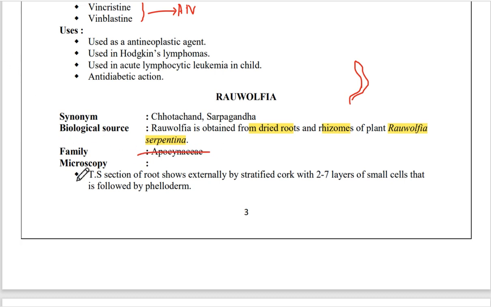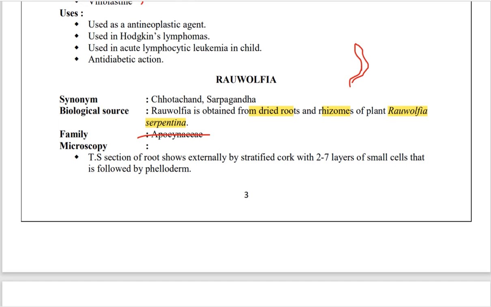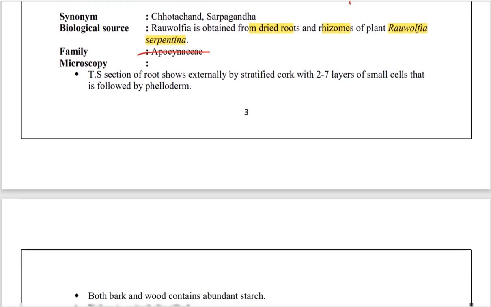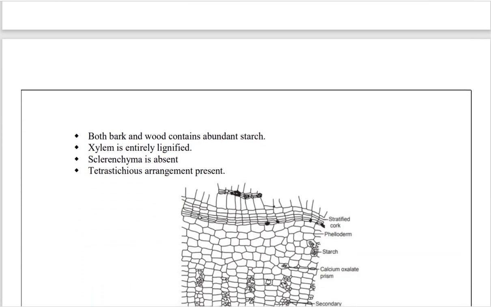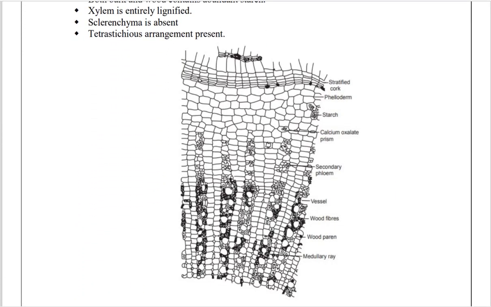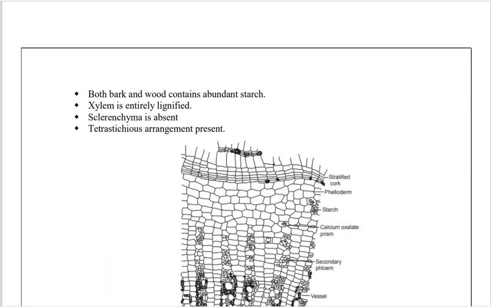Then the TS of the root shows externally a stratified cork with 2 to 3 layers of small cells, followed by the phelloderm. Let's see the microscopy. So this is the microscopy of your Rauwolfia serpentina.